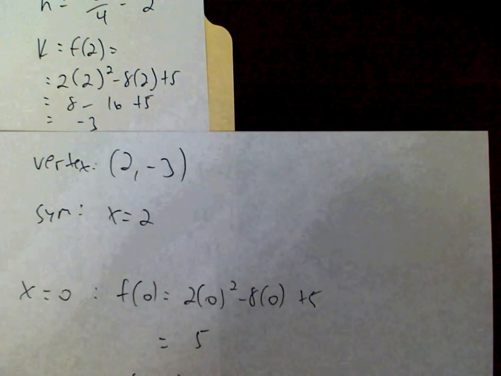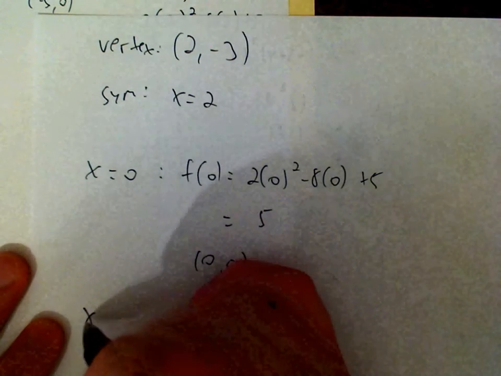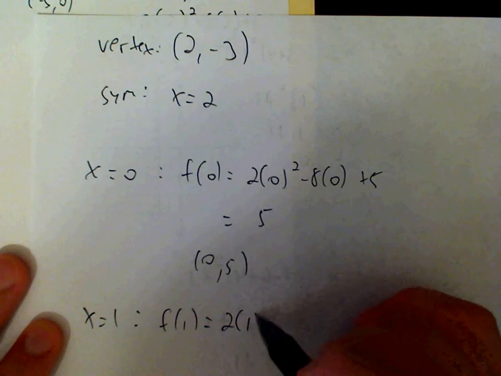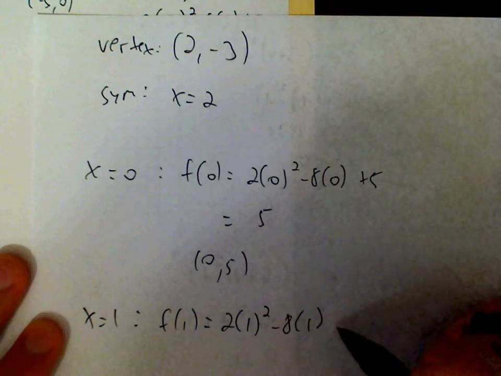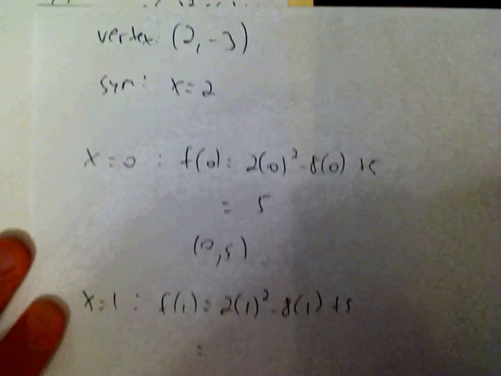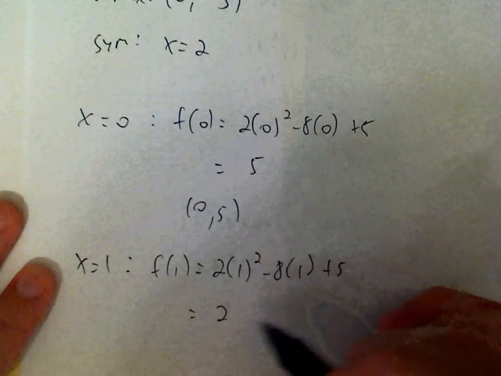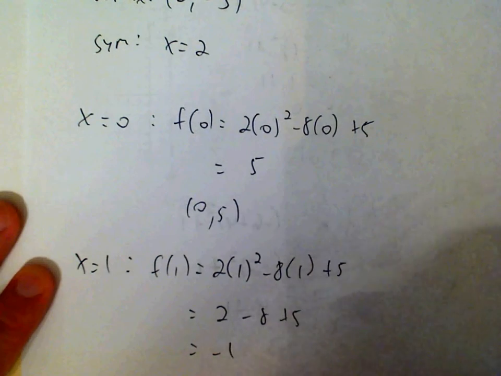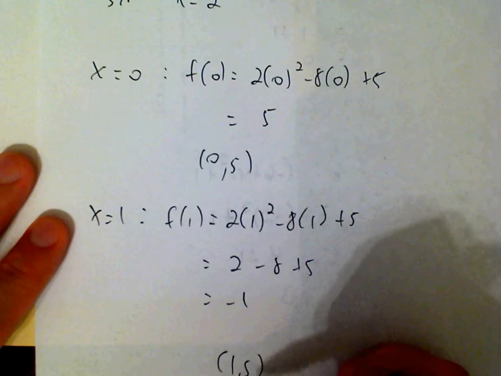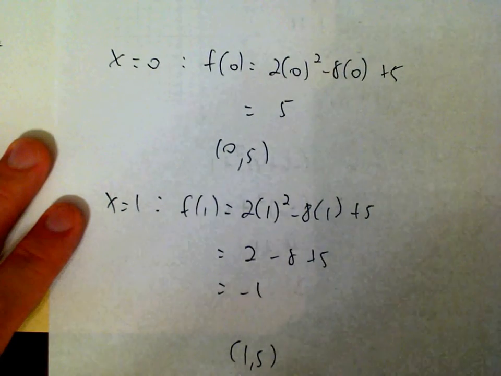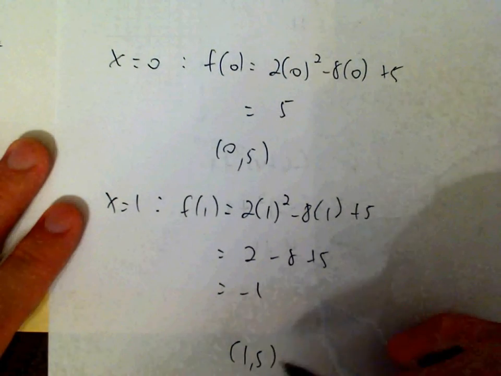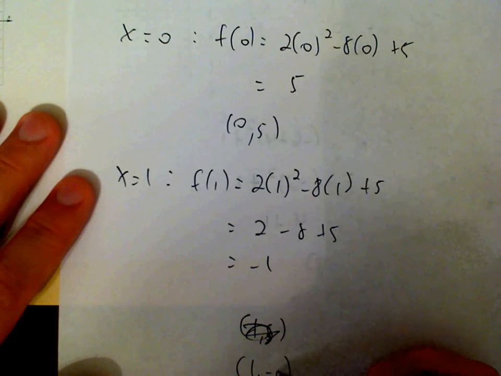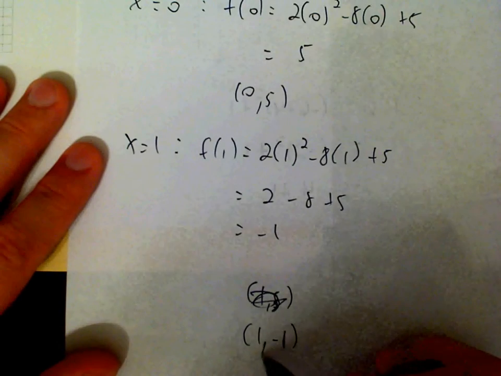Let's go ahead and substitute x equals 1. So we have f of 1 equals 2 parentheses 1 squared minus 8 times 1 plus 5. So we have 1 squared is 1 times 2 is 2. 8 times 1 is 8 plus 5. 2 minus 8 is negative 6 plus 5 is negative 1. Now let me show you something. My bad. Did that make any sense? Because we got negative 1. It's 1 comma negative 1. That makes more sense, doesn't it? So we got 0 comma 5 and 1 comma negative 1.